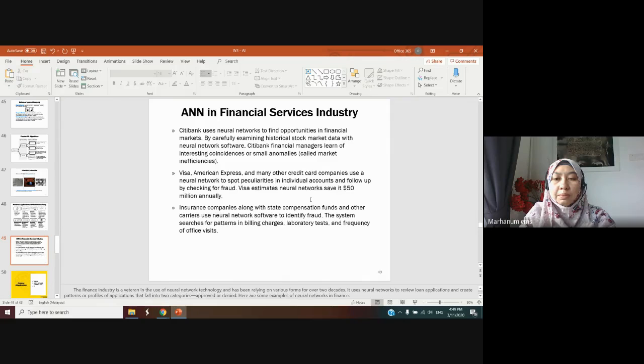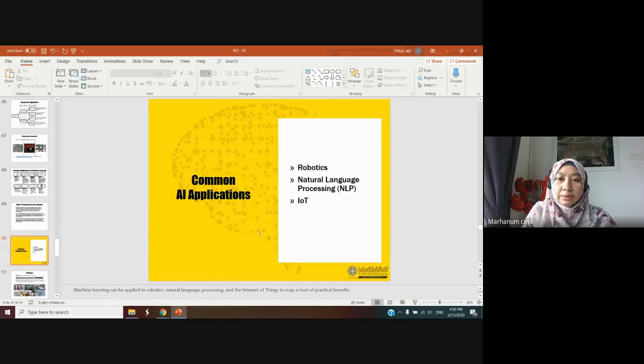Insurance companies along with state compensation funds and other carriers use neural network software to identify fraud. The system searches for patterns in billing charges, laboratory tests and frequency of office visits. Okay, so these are the common applications of AI, robotics, natural language processing and Internet of Things. Everything becomes technologized, something like that. Internet of Things: everything uses the internet. Okay, to switch on the fans, switch off the fans, lights, everything using the internet.